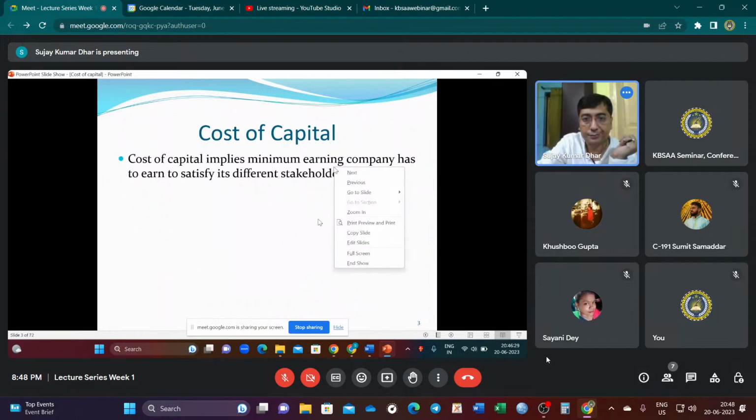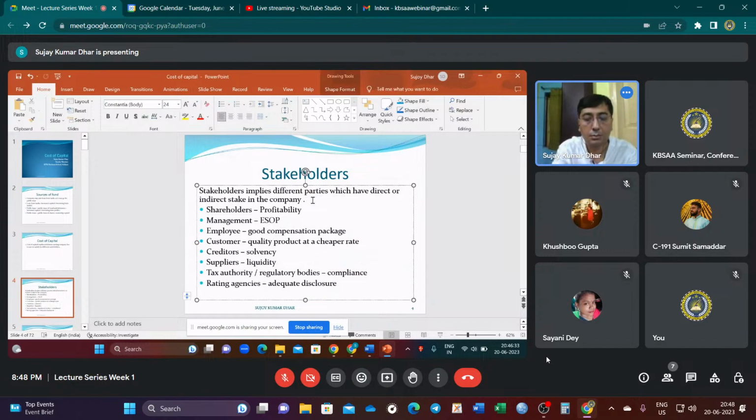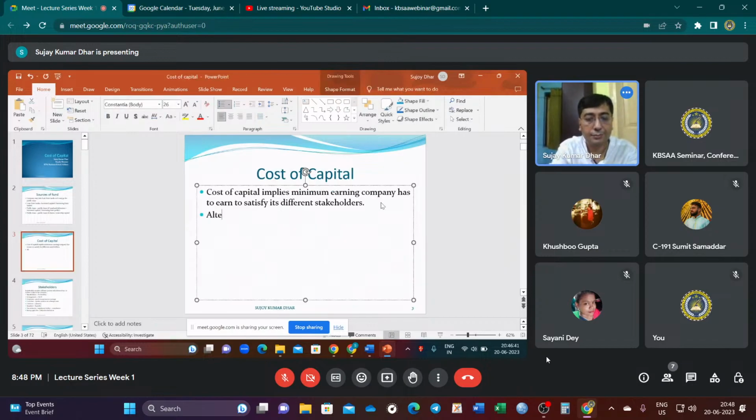So if I write here, alternatively, it can be stated that cost of capital is the cost incurred by the company while raising capital from the market.